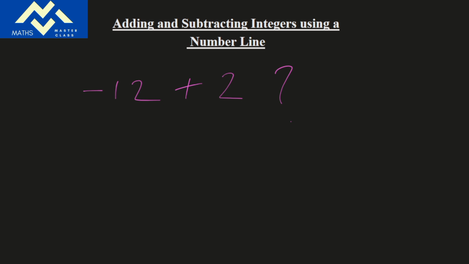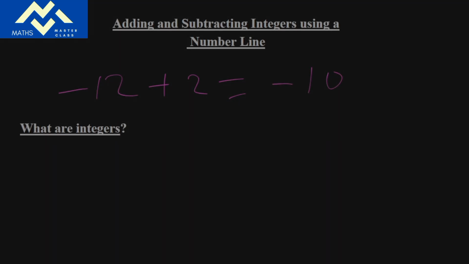In our last lesson, we simplified minus 12 plus 2, which equals minus 10. I know someone is wondering, how is it minus 10? Today, I'm going to show you exactly how that works, step by step, using the number line. By the end of this lesson, you'll confidently solve integer problems on your own.